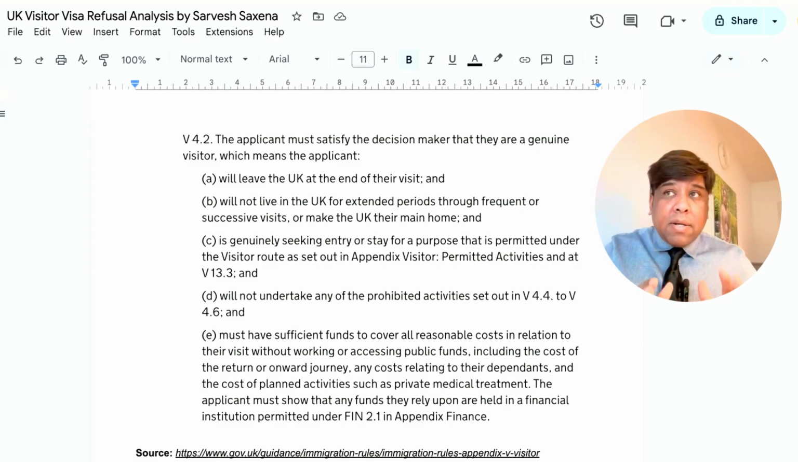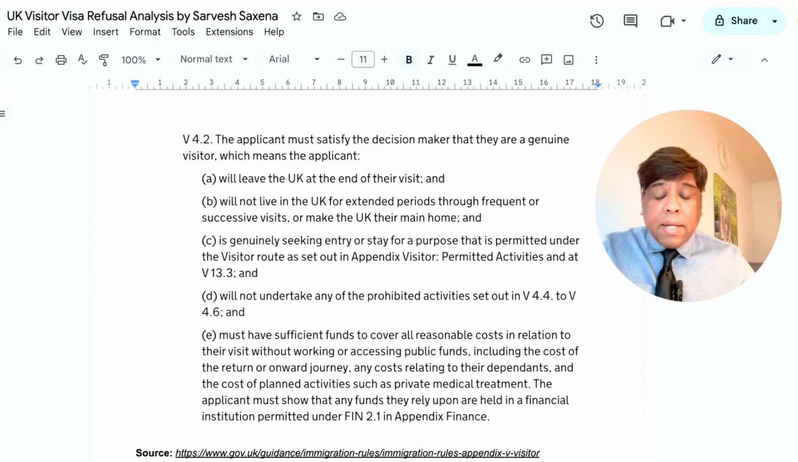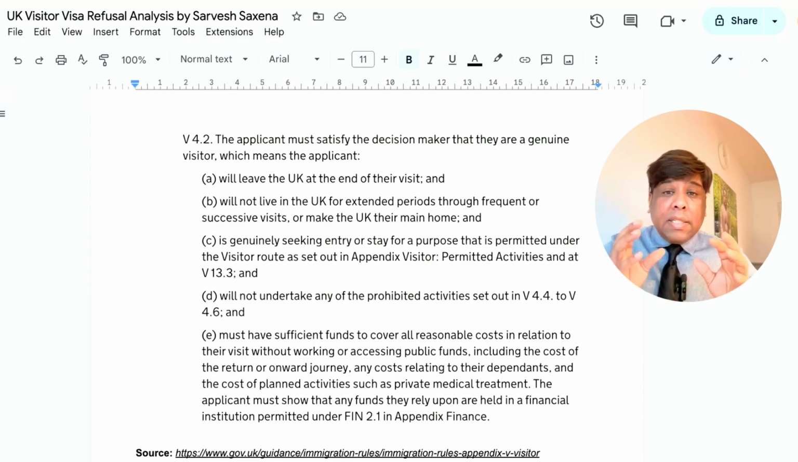Again, I reiterate that this is a complete legal disclaimer from my side. This is not legal advice. It is there to help you educate yourself about the visa process and to make a stronger application.